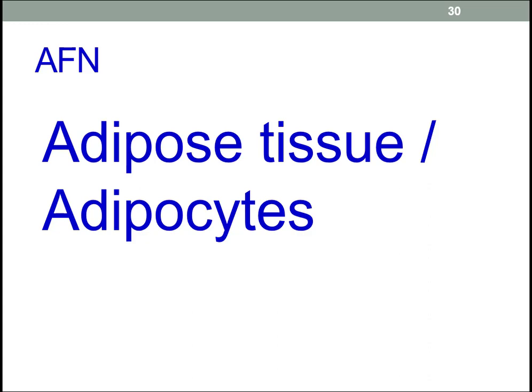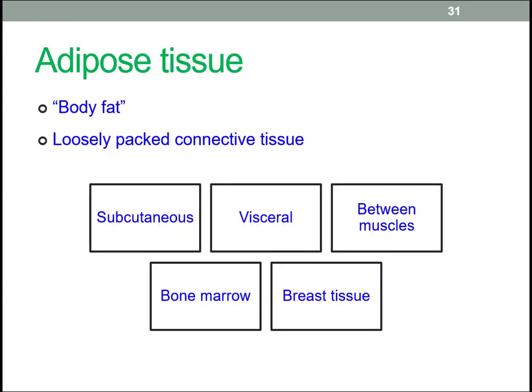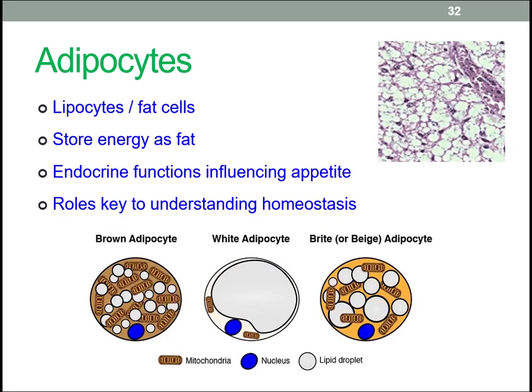Okay, adipose tissue and adipocytes. Adipose tissue is commonly known as body fat. It's found all over the body. It can be found under the skin, which is described as subcutaneous fat, packed around internal organs, that's said to be visceral fat, between muscles, within bone marrow, and in breast tissue. Adipocytes are the major energy storage sites in the body, and they also have critical endocrine functions, which we have been alluding to quite a bit already.